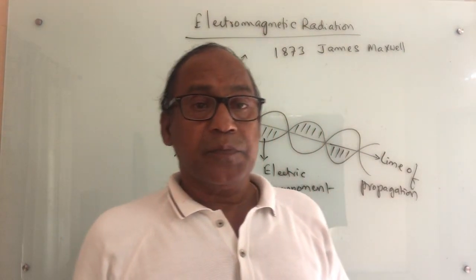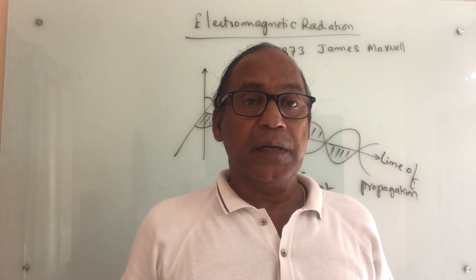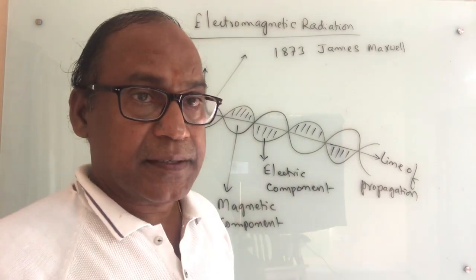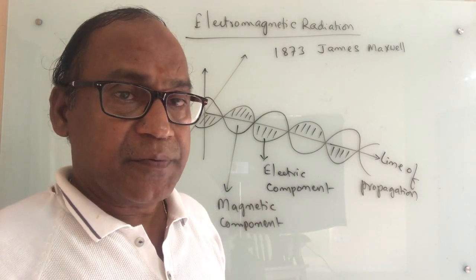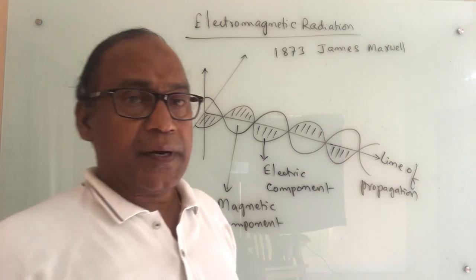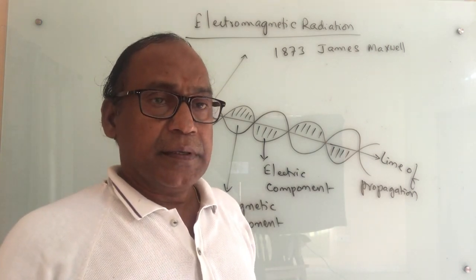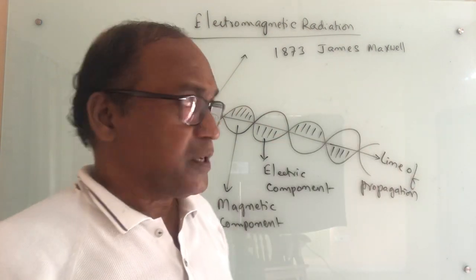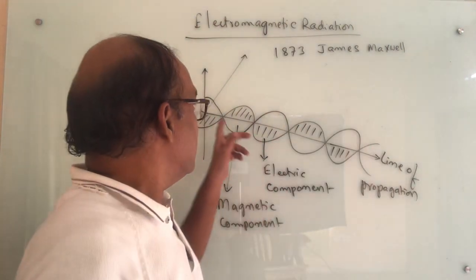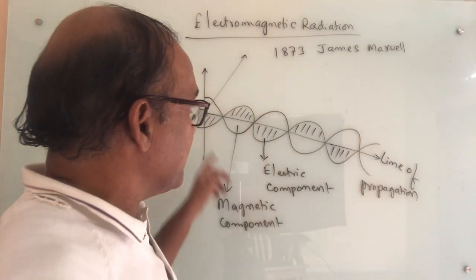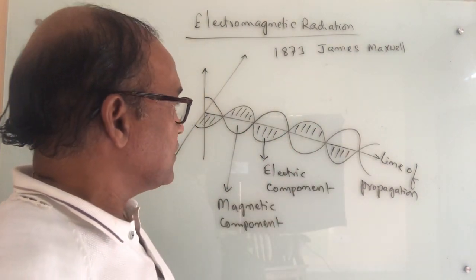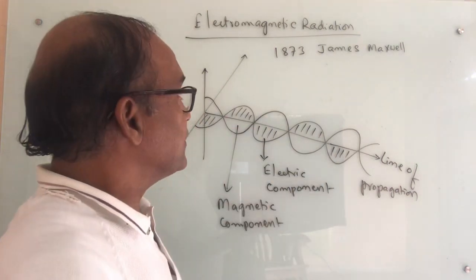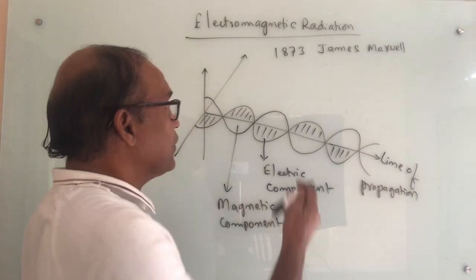Yes, dear students, before going to Niels Bohr's model, we need to discuss the nature of light. Light energy is the form of energy which is emitted from any hot body, and once it is emitted, it propagates through space. According to James Maxwell, it is propagated through space along the line of propagation in the form of waves. Hence, the James Maxwell theory is called wave theory.